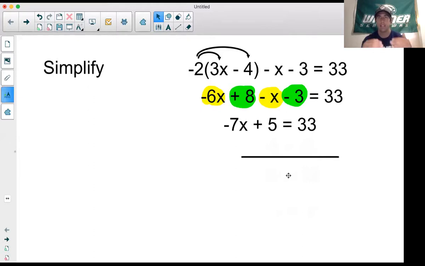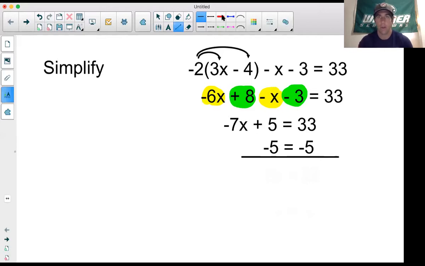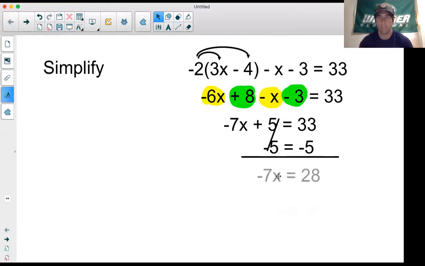Once you're done here, this is simplifying. So we distributed, we combined like terms. Now I look ahead and I go, okay, what can I do next to solve? Well, now it's a two-step equation. So you want to move the 5 to isolate the -7x. So in order to move a +5 to both sides, you do the inverse operation. Inverse of a +5 is a -5. You do that to both sides. Okay, we all know that these cancel, okay, because 5 minus 5 is 0. And then bring down the -7x here. 33 minus 5 is 28, okay?